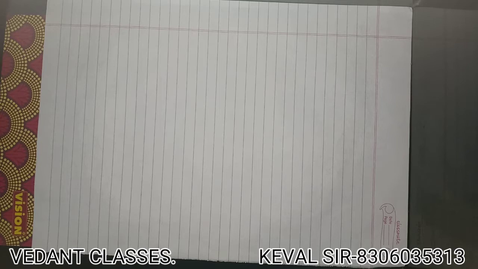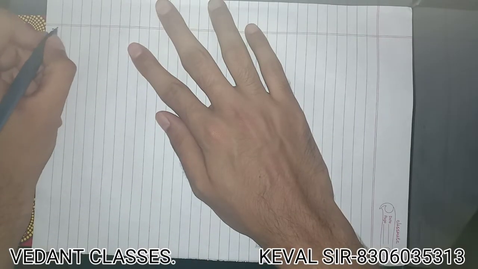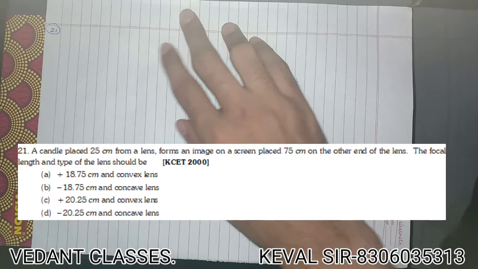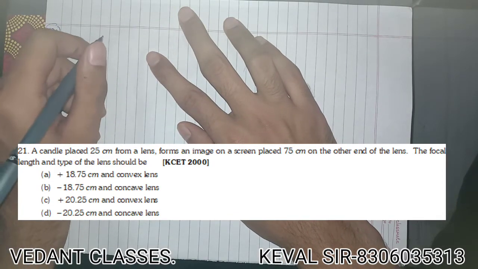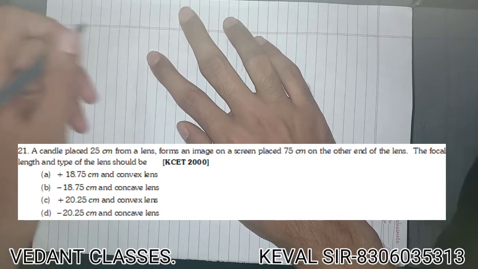Okay, now let's solve question number 21 that you can see on your screen. In that, a candle is placed at 25 centimeter from the lens. So here let's say one lens is given.